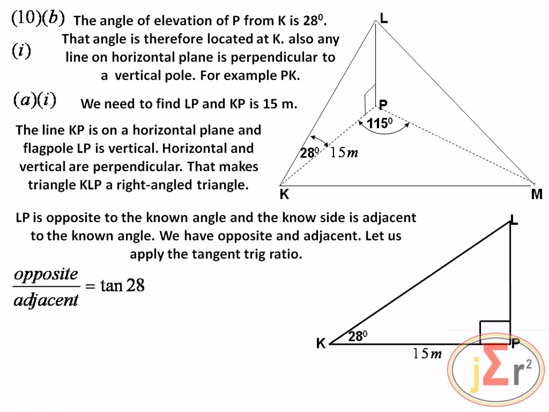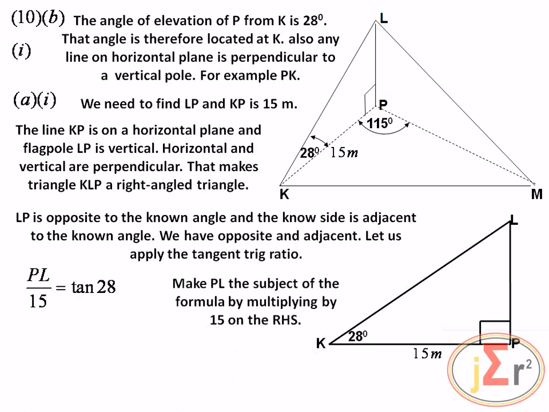And what is the opposite? LP. And what is the adjacent? 15. Or PL. LP is the same thing. So PL over 15 is equal to tan 28. Eliminating this 15 by multiplication, because we're dividing by 15. So we make LP the subject of the formula by multiplying by 15 on the right hand side. So PL is 15 tan 28.